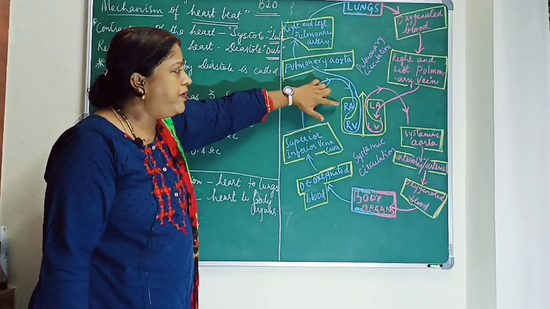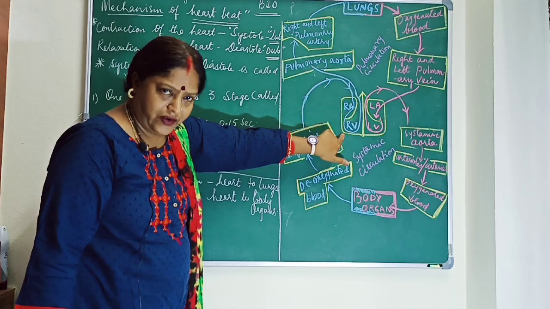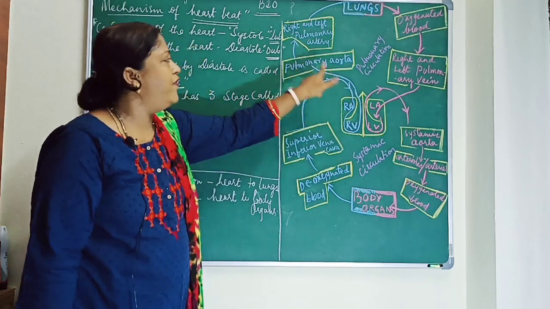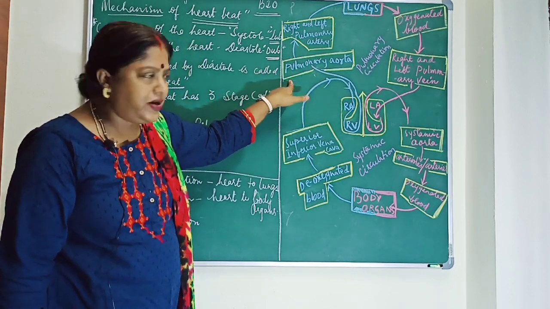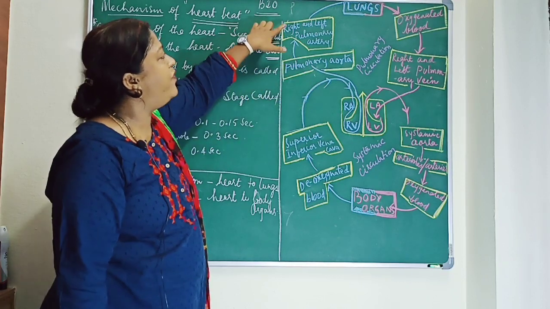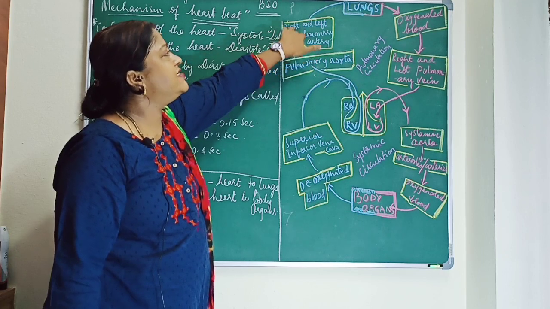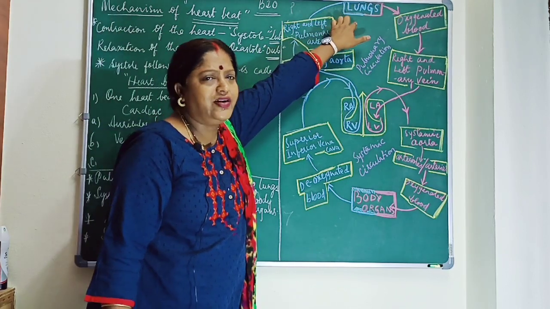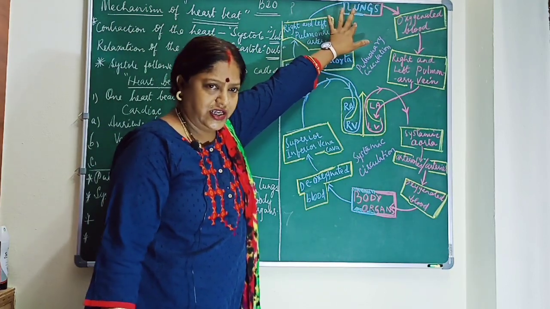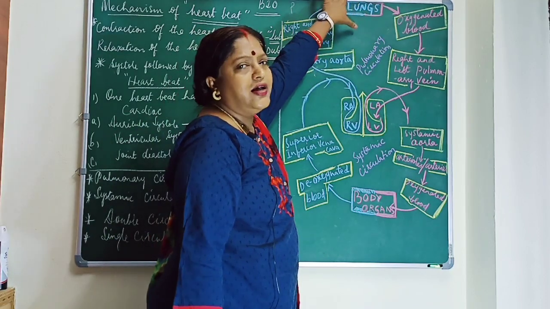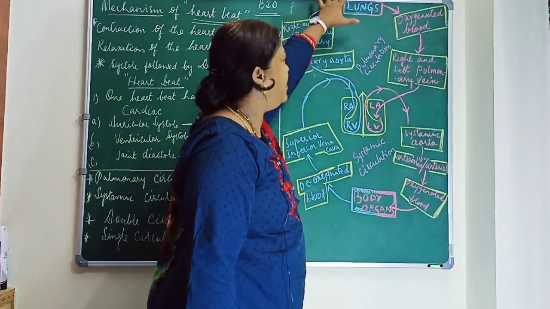Okay. Then from the right auricle it flows into the right ventricle. From the right ventricle it flows into the pulmonary aorta. From the pulmonary aorta it flows into the right and left pulmonary aorta, which is carried to the right and left lungs for oxygenation. Okay. So here the carbon dioxide is removed and supplied with oxygen.